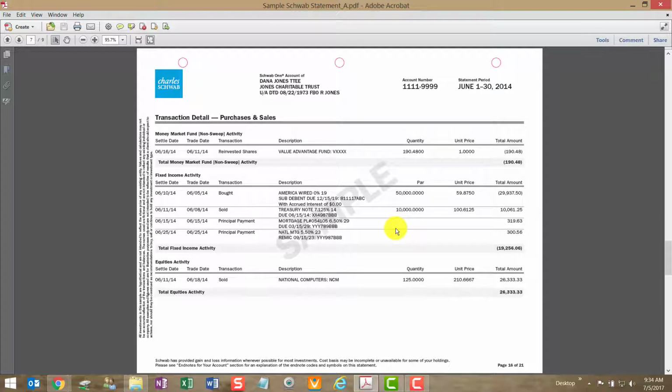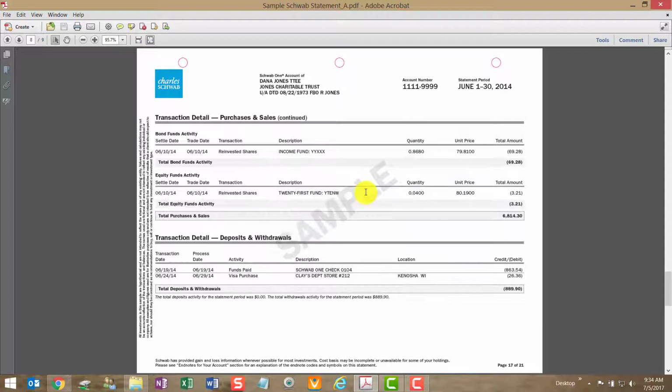Okay, so we go to the next page here. We have transaction details, which is basically telling us any activity that went on in the account during that period, the month of June, in this example of 2014. You can see here that on 6/16, the trade settled and the trade date was 6/11. We had some reinvested shares here. And you can see here we bought some bonds, sold some bonds, had some interest payments. And then we go down here to equities. You'll see that we sold 125 shares at $210.67. And that was the total amount. That's the transaction details page. Again, we'll have some more information.